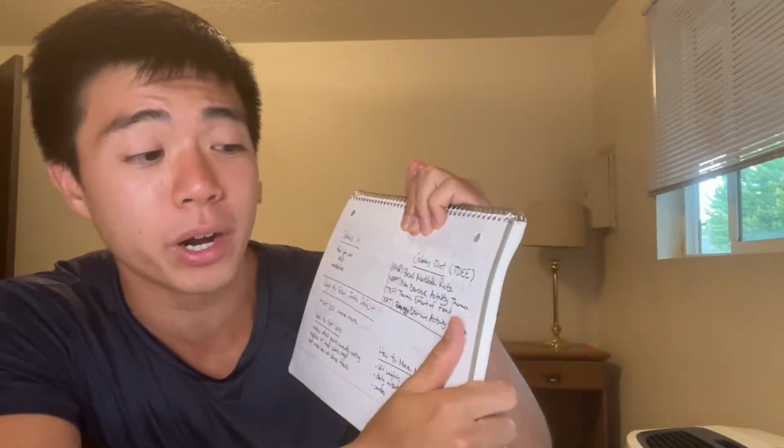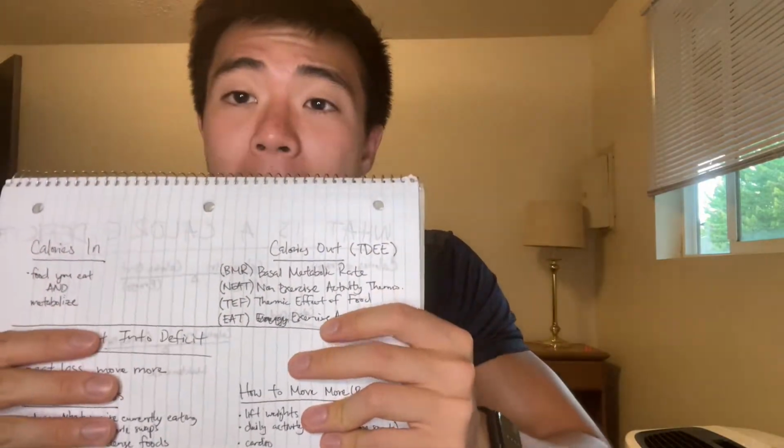For the calories out part of the equation, you can basically break it down into 4 different parts. You've likely seen a graphic that's commonly around on the internet, and I'll put one up here somewhere, but here is my version of it.